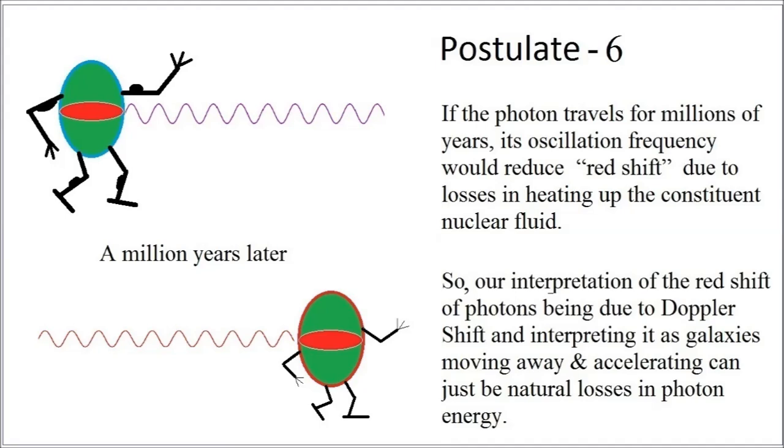The sixth postulate. If the photon travels for millions of years, its oscillation frequency would reduce, a redshift, due to losses in heating up the constituent nuclear fluid. Losses are very common in oscillators, be it due to air drag in a pendulum or resistance in an inductor-capacitor resonant circuit. So our interpretation of the redshift of photon being due to Doppler shift and interpreting it as galaxies moving away and accelerating can just be natural losses in photon energy.